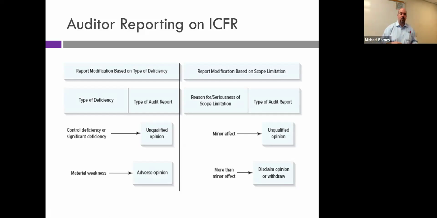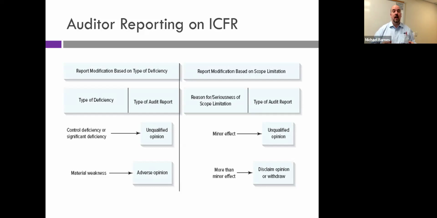So just to recap: control deficiency, significant deficiency, or no issues whatsoever, unqualified opinion. Material weakness, adverse opinion. A massive or pervasive scope limitation is still going to be a disclaimer of opinion. There is no such thing as a qualified opinion for ICOFR. Now, keep in mind, this is a different opinion than the one that we issue for financial statements, okay? We're performing a separate audit, specifically an audit over internal controls over financial reporting. So this would be a different report, a different opinion than the one of the financial statement audit.